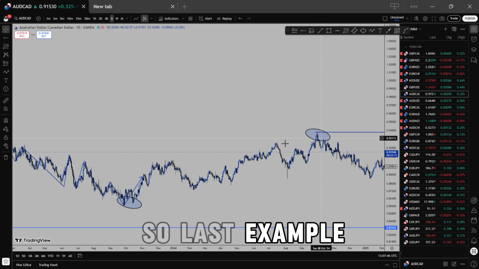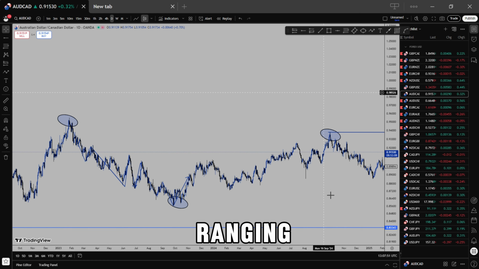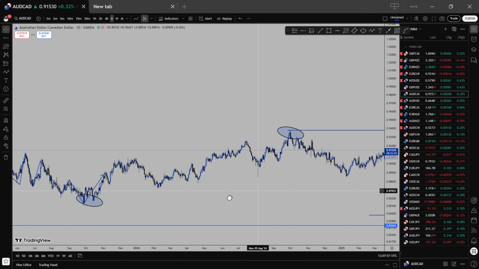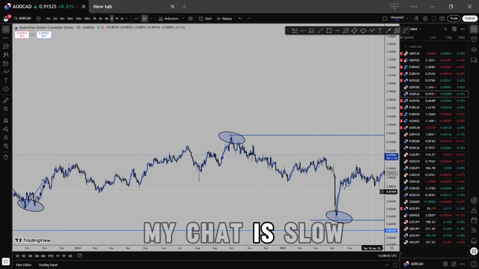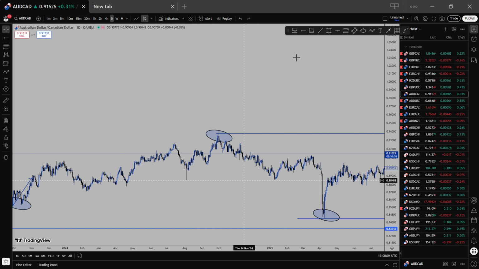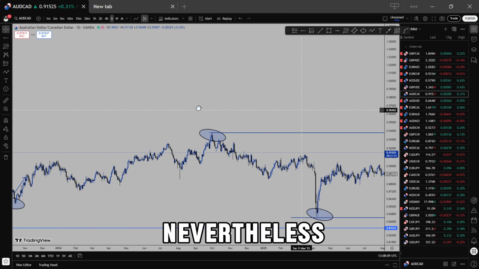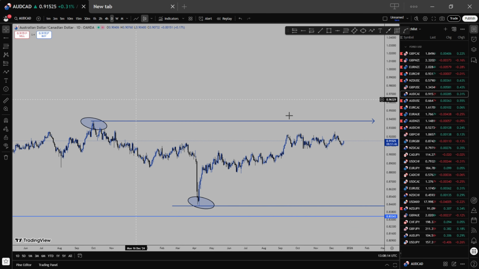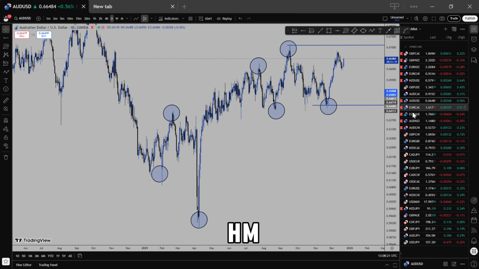So last example, let's look for a ranging market. Which market is currently ranging? Let's find, guys. I really don't know why my chat is slow today, but nevertheless. Okay, so there's no range in here.